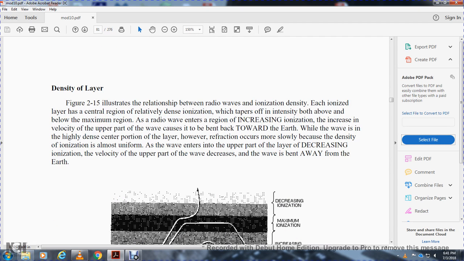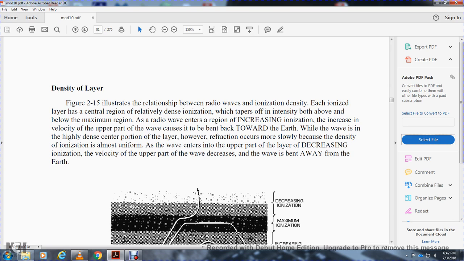Density of the layer. Figure 215 illustrates the relationship between radio waves and the ionization density of the layer. There is a central region of relatively dense ionization, which tapers off in intensity both above and below the maximum region. As radio waves enter the region of increasing ionization, the velocity of the upper part of the wave increases, bending the wave toward the Earth.